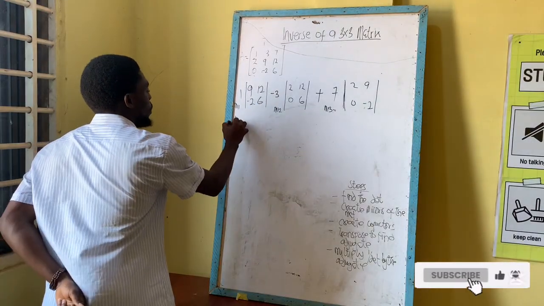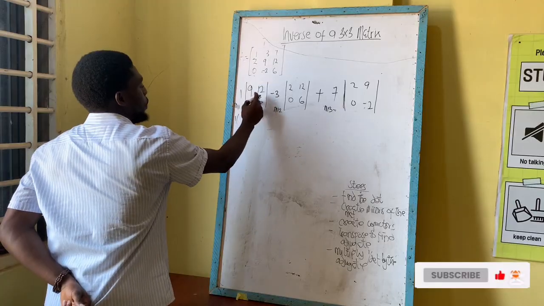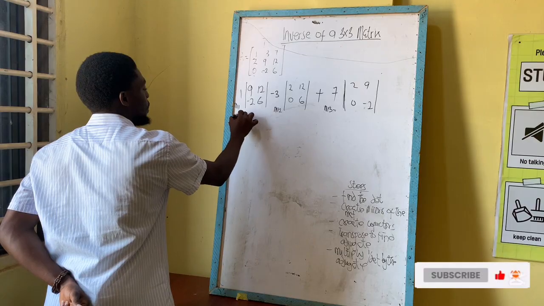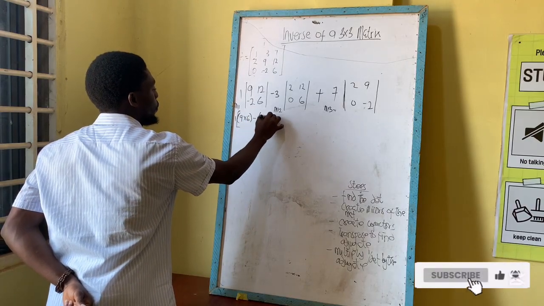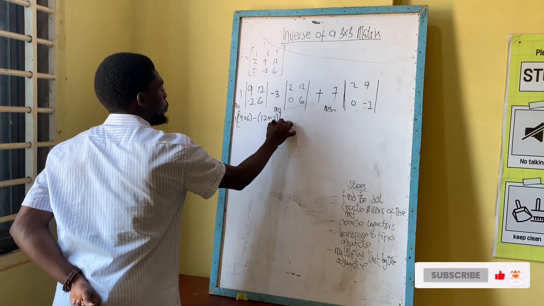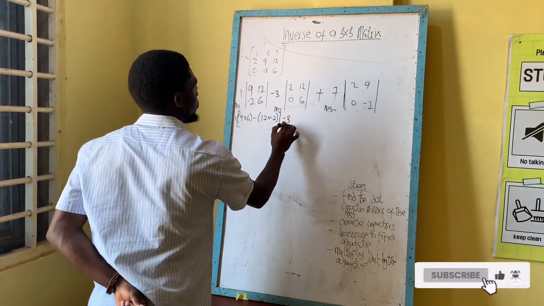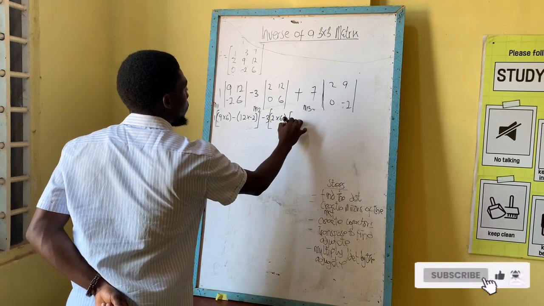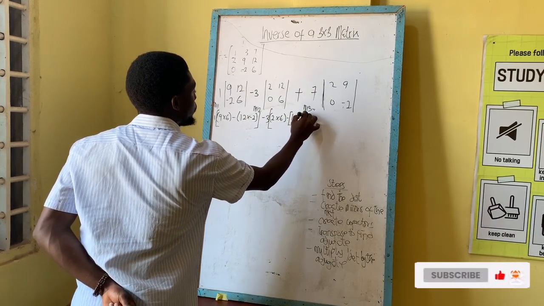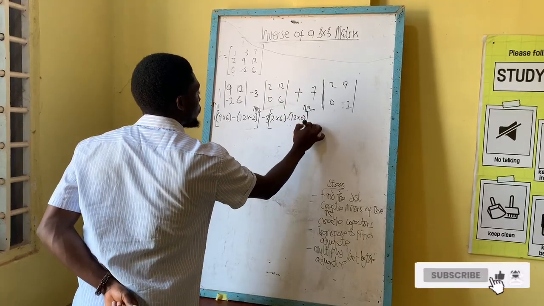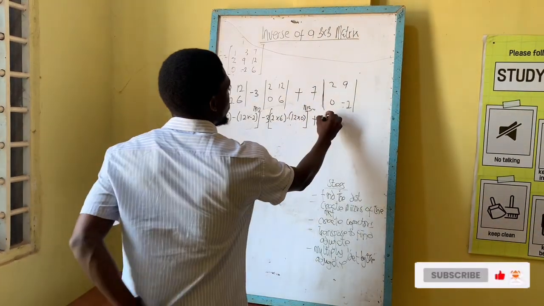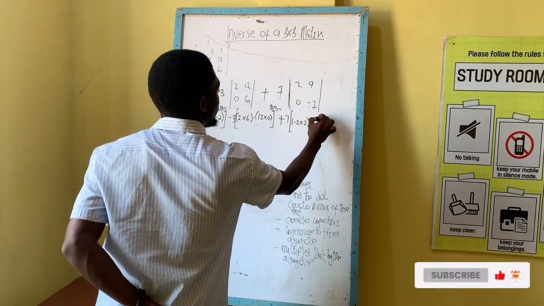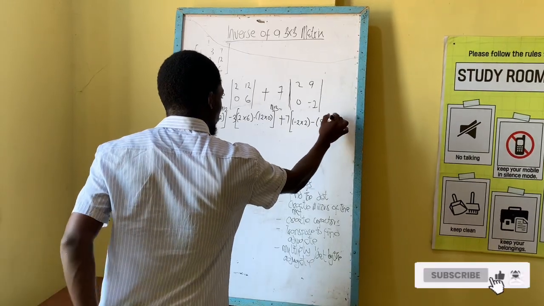So we are going to have this 1 multiplied by the determinant of this. So the determinant of this is going to give us 9 multiplied by 6, 12 multiplied by minus 2, minus 2 multiplied by 6, 12 times 0, plus 7, which is minus 2 times 2 minus 9 times 0.